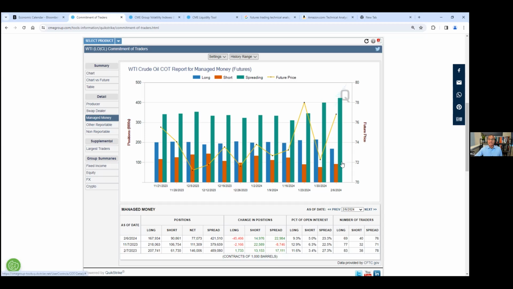But here's just another good example, right? So we had managed money. You look at the blue line. The blue line is showing longs. The orange line is showing shorts, and then the green line is just those that are spreading positions. I don't even look at that. I just look at who's going long, who's going short, what's net.